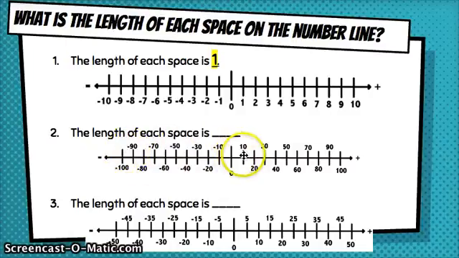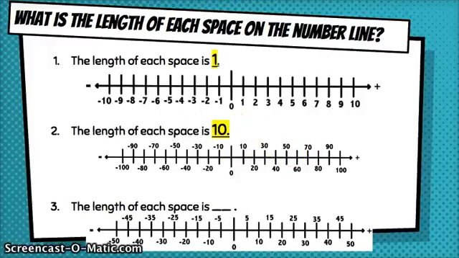So in this case, a space looks the same as far as the length goes, but if I look at the numbers, this space here is not worth 1. From 0 to the first space is 10, and I'm counting by tens, right? 10, 20, 30, 40, 50, and so on. So in this case, the length of each space is 10, right? 10, 20, 30, and so on.